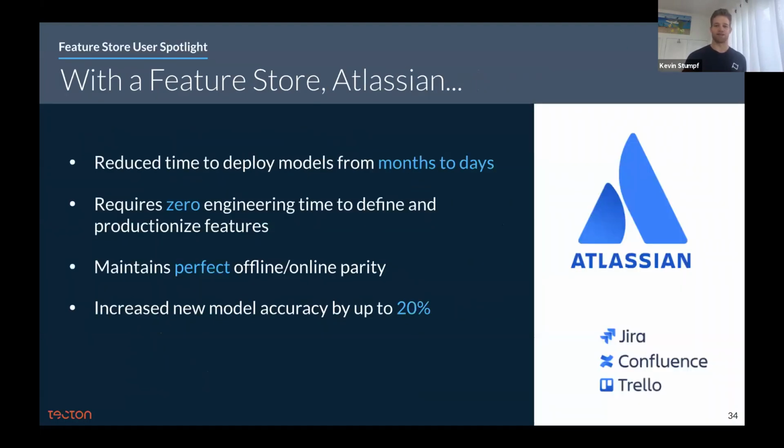And then a really quick case study: Atlassian was our first customer. We replaced their internal feature store and allowed them to deploy models within days instead of months. Now they don't have to put any engineering resources into it anymore, and their model accuracy went up by 20%.